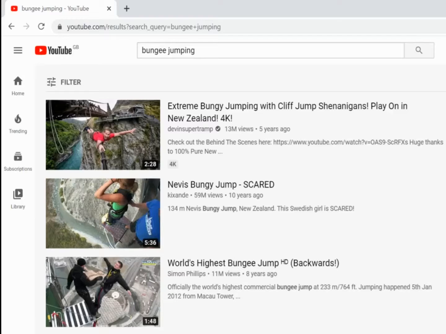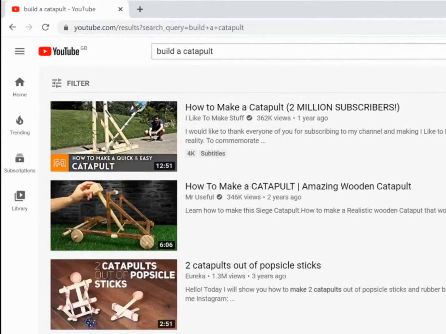Also, while we're on the subject of things on YouTube, there's this one, how to make a catapult. I was tempted to do this myself, but I didn't really have time. But it's something you could have a go at. So, if you've got a moment or two, why not go and make a catapult out of some bits and pieces you've got lying around the house? I'd love to see pictures of those if you managed it.